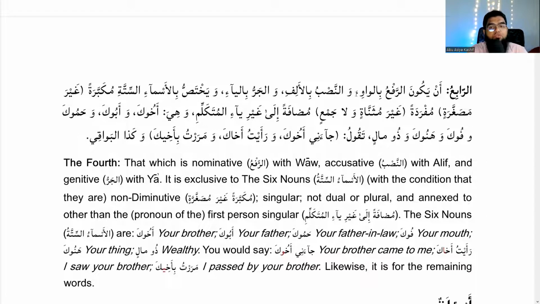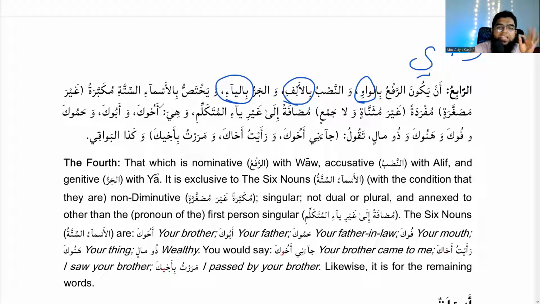And yakuna rafu bil wawi. Now, we are not concerned about fatha, dhamma, kasra. But rafa with waw, wan nasbu bil alif, the nasb is with alif, wal jarru bil ya. So rafa is with waw, nasab is with alif, and jar with ya. Where does this happen? Everything is different, no? Waw, alif and ya. Where does this happen?